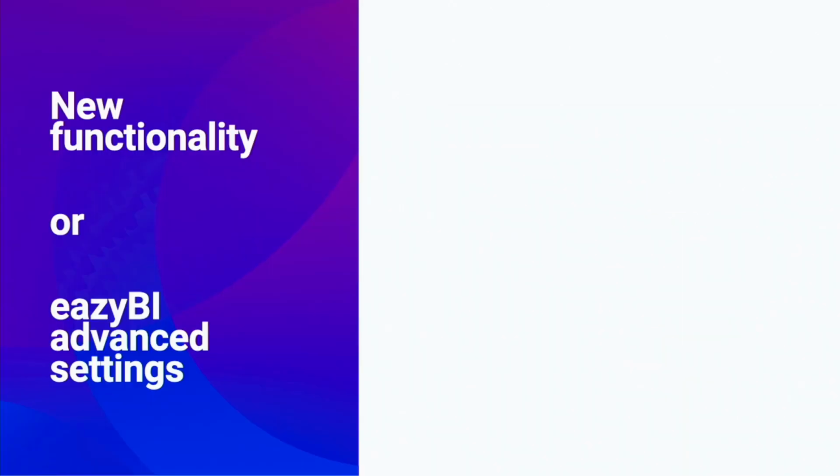So maybe another question arises. Should you use the new functionality or stick with the eazyBI advanced settings? The thing is, the new functionality is not here to replace eazyBI advanced settings. They don't go anywhere. We still use them for administrative tasks, to define issue links, additional issue hierarchies, and to specify custom fields which we're going to use in all accounts. So really the answer is, it depends on your specific use case, on your situation.